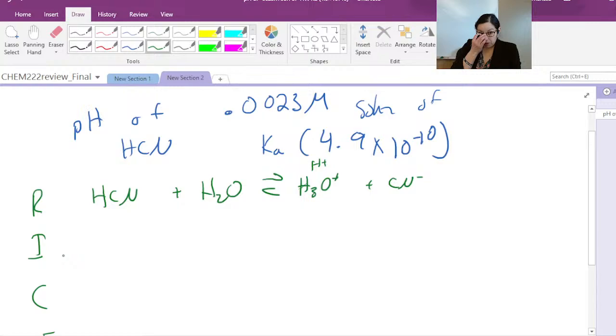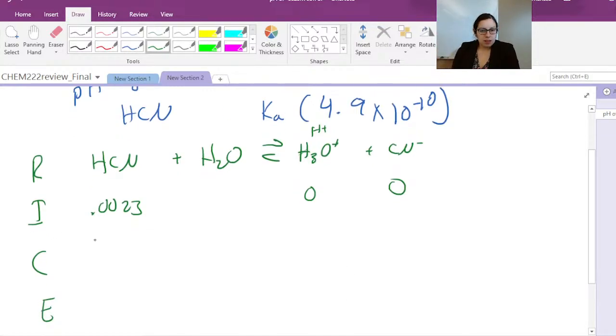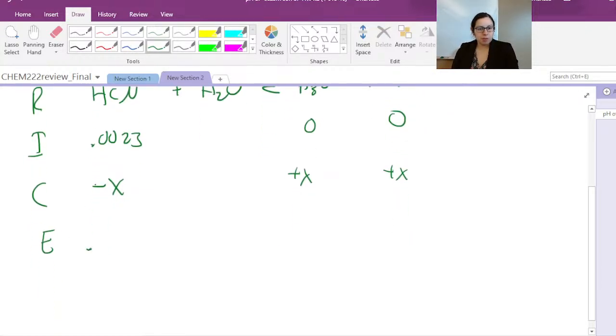And so then we can set up our initial conditions. So of course we're just given our molarity, so 0.0023, and then just 0, right now, right? We're just kind of assuming, okay, they haven't dissociated. And then our change, so what do we get for our change? So minus x. It's plus x for everything else. Plus x, and then equilibrium.